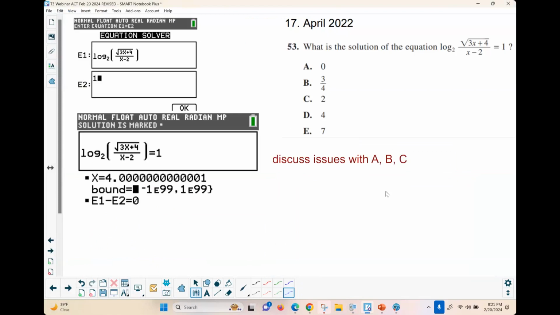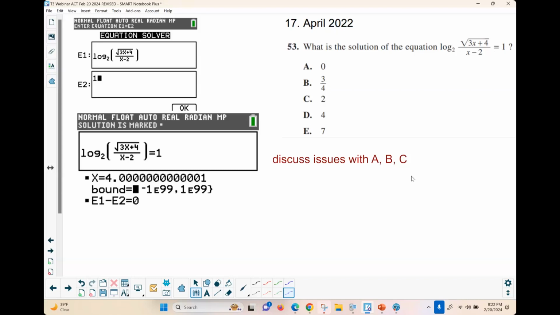One of the things I also would want to discuss with students is why A, B, and C have no chance even to begin with, because you're going to be taking the log of a negative number or 0 in the denominator. So these are your only 2 likely candidates. For this one, I would suggest to my students, rule these out, plug in 4, plug in 7, see which one works.